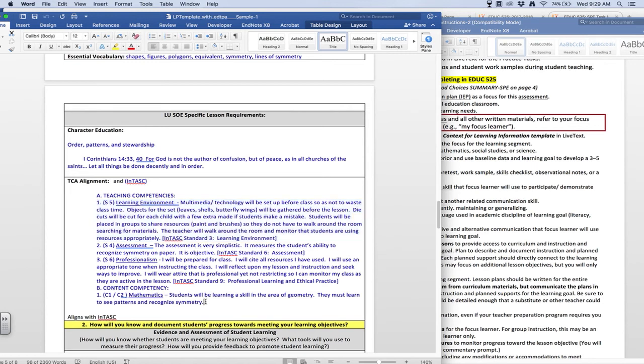And then in the case of math, students are going to be learning skill in the area of geometry. They must learn to see patterns and recognize symmetry. That's addressing the C1 and C2 in the content competencies.